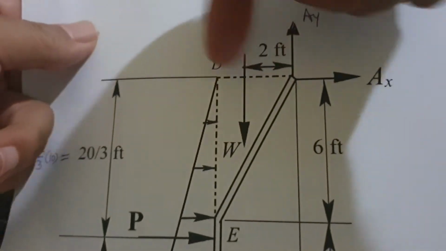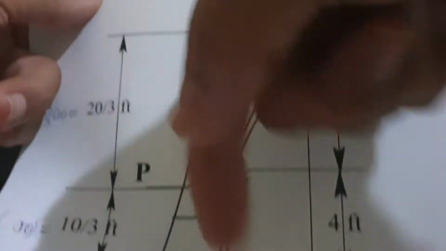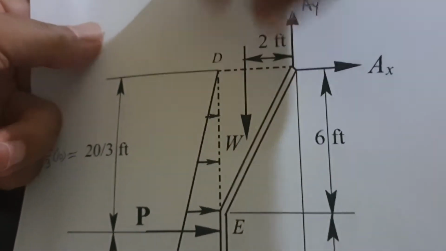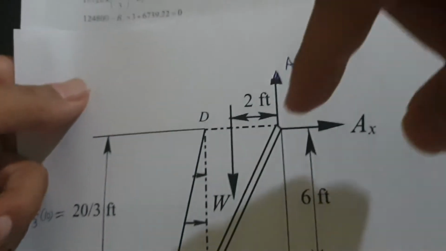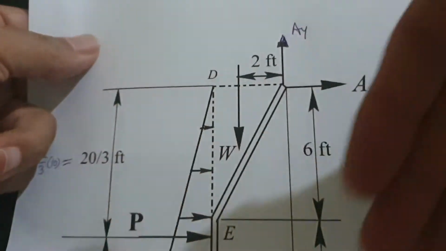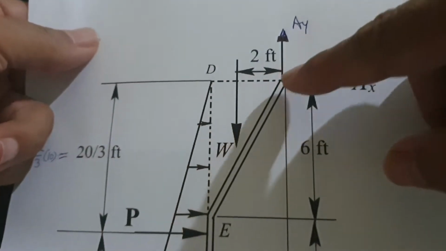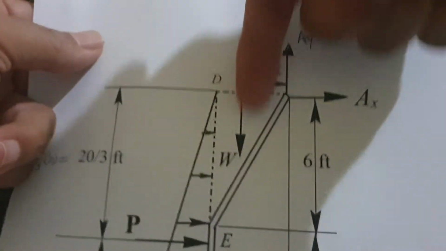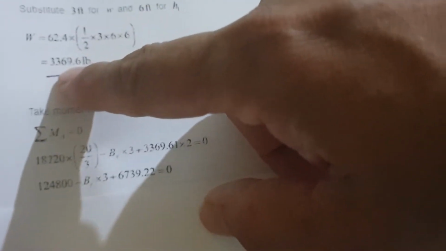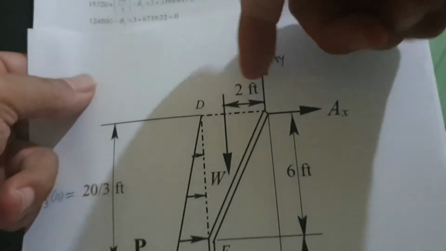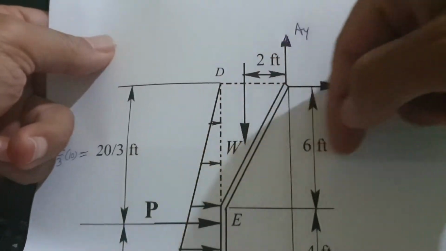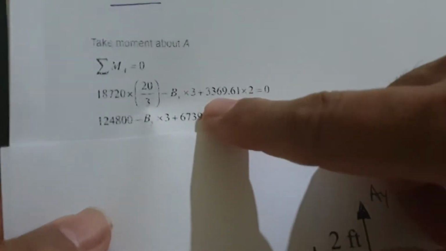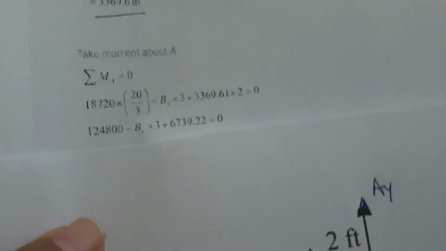We found this force. We know the location of this force. It's 1/3 from here, 1/3 over 3. It's 1 foot from here and 2 from here, because the whole thing is 3 feet. So we found this. Now, what to do? The best is to find moment at point A, so you could cancel out Ax and Ay. You can see that this W, which is the 3,369.6, around A, it's going to go like this, positive, times 2. 3,369.6 times 2 in the plus.